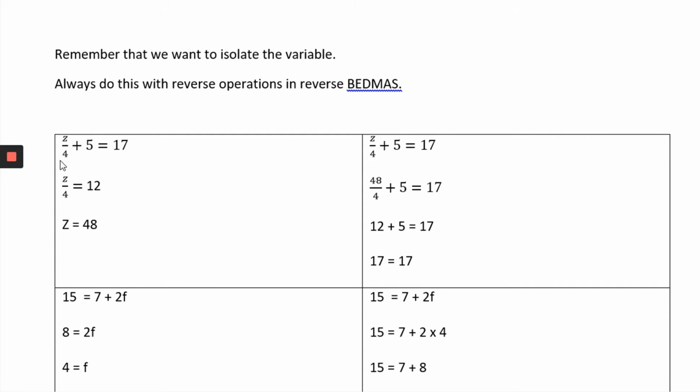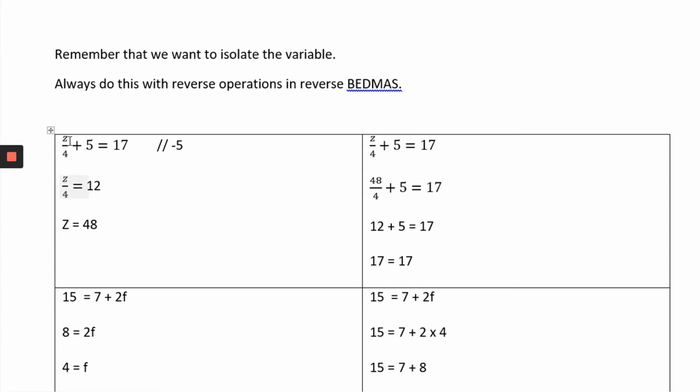And recall that every fraction is really a division statement. So 2 things being done to z. It's being divided by 4, and 5 is being added. And we want to undo what's being done to z in order to isolate it. So between adding and dividing, we would normally divide first, but we're in reverse BEDMAS, so we'll deal with the adding first. This means that to undo adding, I need to subtract that 5 from both sides.